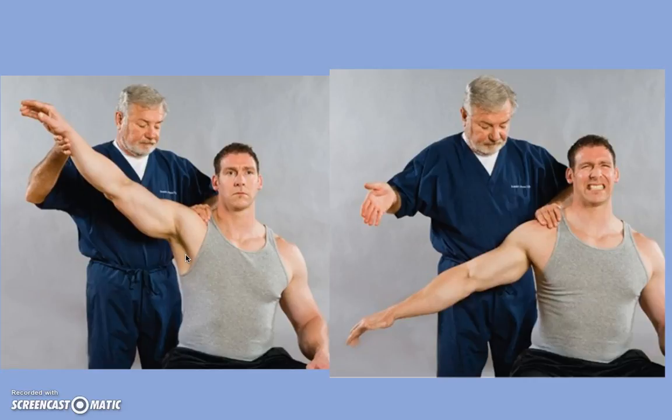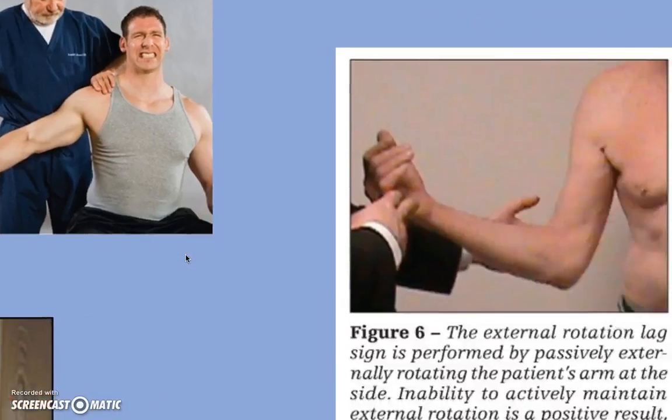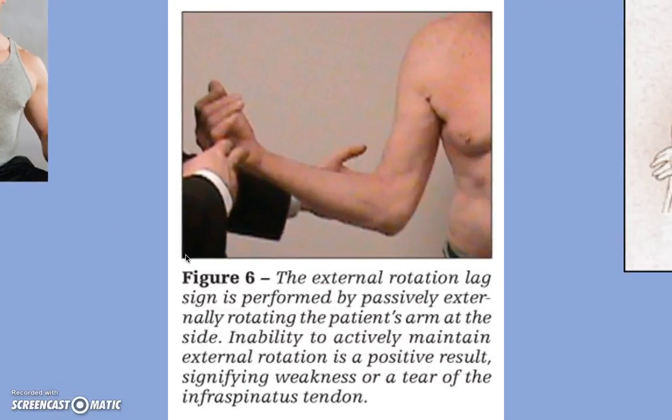To test for both the teres minor and infraspinatus is the external rotation lag sign. The examiner passively flexes the patient's elbow to 90 degrees and brings the shoulder into a position of 20 degrees of scaption. Next, the examiner passively takes the patient's shoulder into a position of maximal external rotation. The patient is then instructed to hold that position. A positive test is if the patient cannot maintain the position and the shoulder rotates internally.